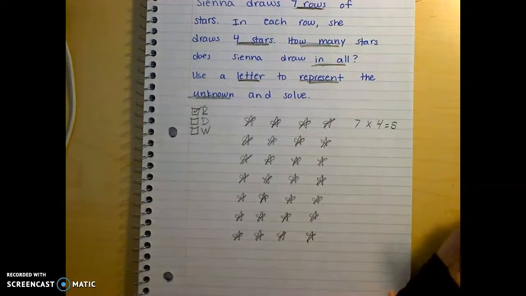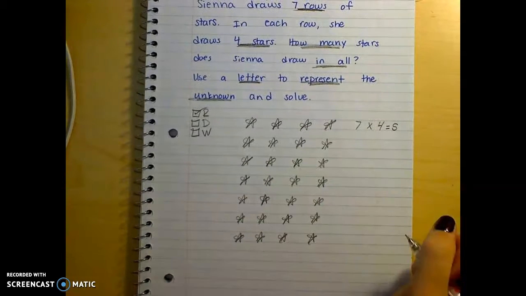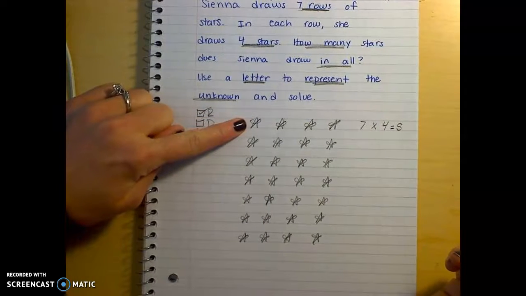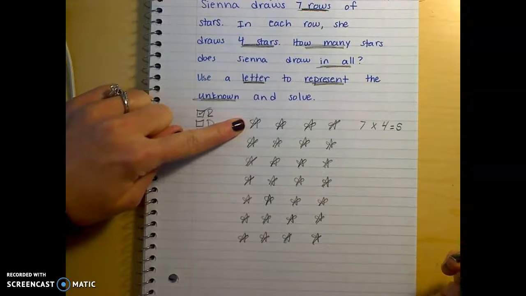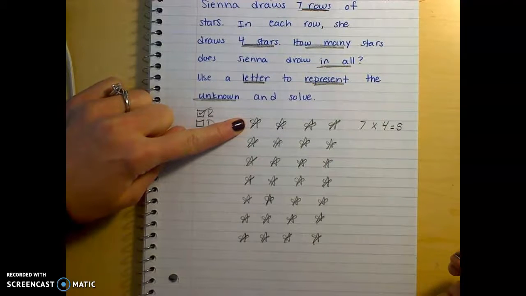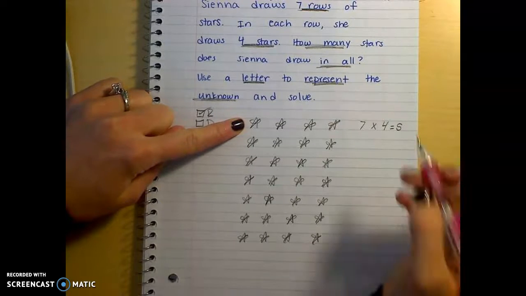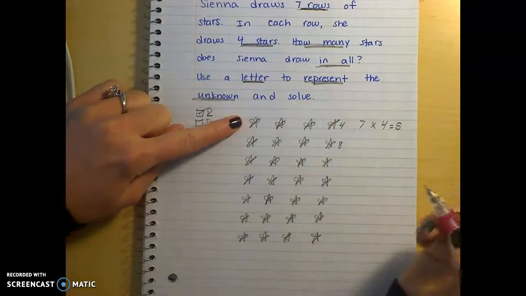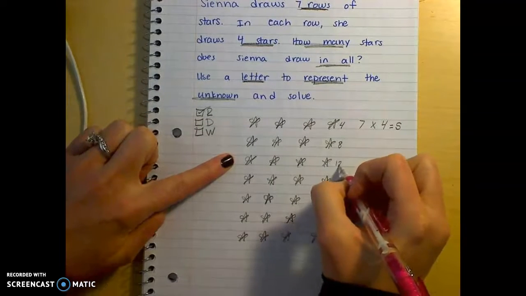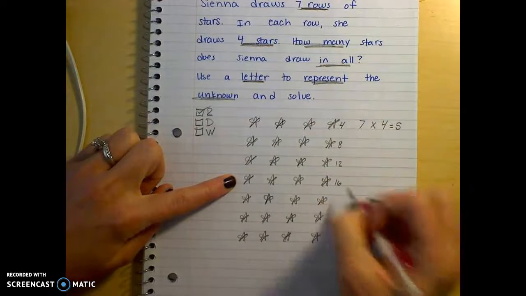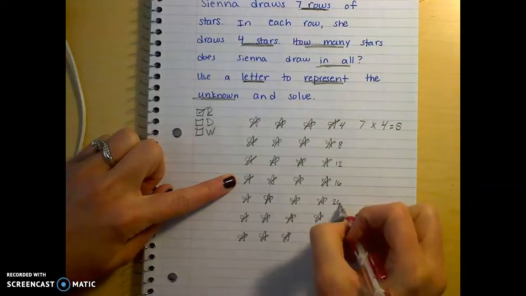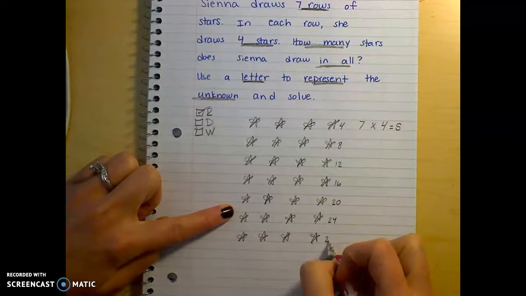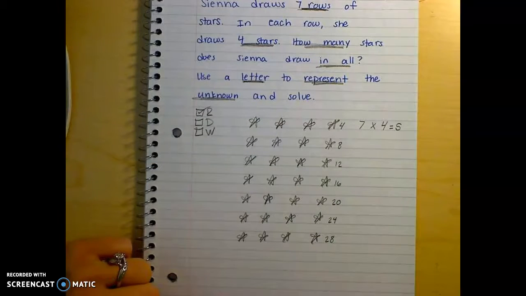And I am going to solve this by skip counting today. I am going to skip count by 4s. And then I'm going to show you how you can skip count by 7s. So if I skip count by 4, I'll start here. I have 4, 8, count with me, 12, 16, 20, 24, 28. That's how I count by 4s.